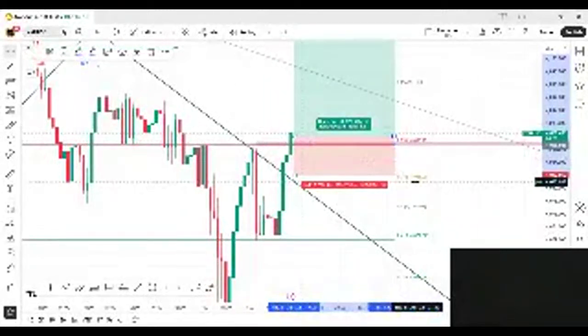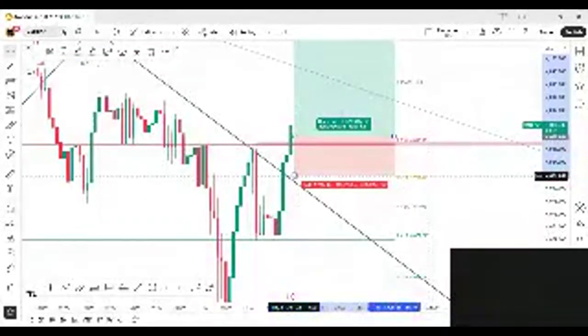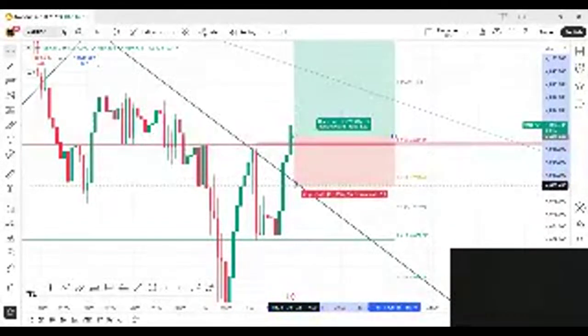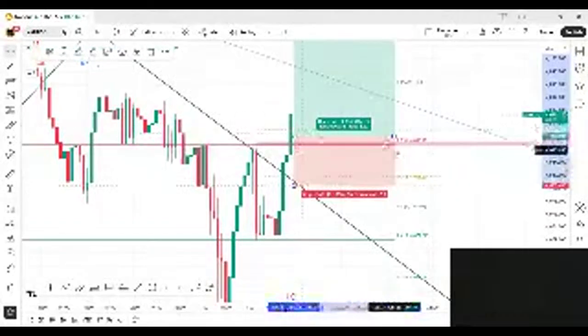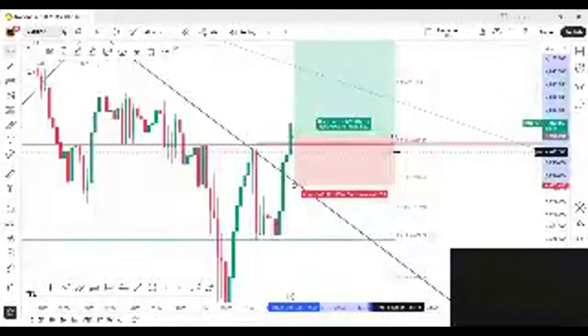Guys, here I'm entering into a buy trade at 4088. Our stop loss will be 4080. Buy now. I'm buying here at 4088. I'm updating in the group. Gold, buy now.